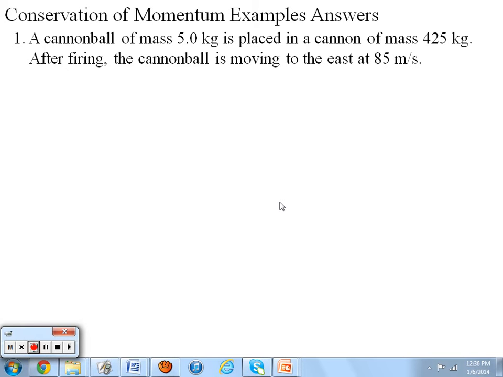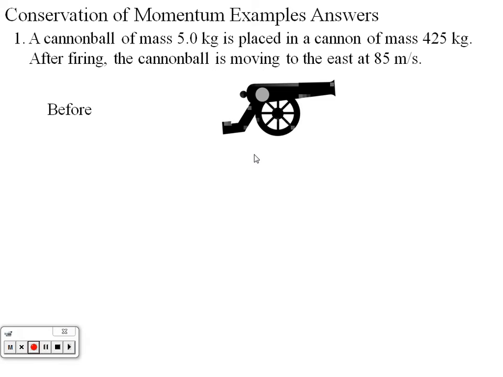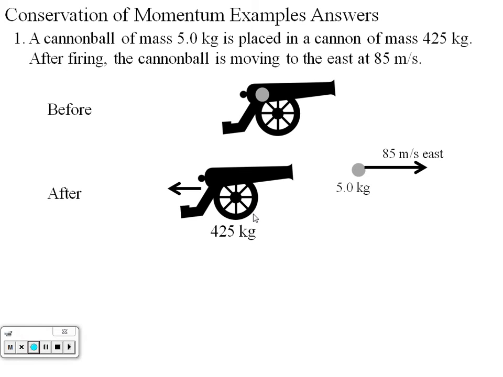Okay, conservation of momentum examples. First example involves a cannonball in a cannon. Okay, so here's my sketch here. Cannonball in the cannon before, and then after firing, the cannonball moves to the east at 85 meters per second, and the cannon recoils. Okay, and so let's find out some stuff.